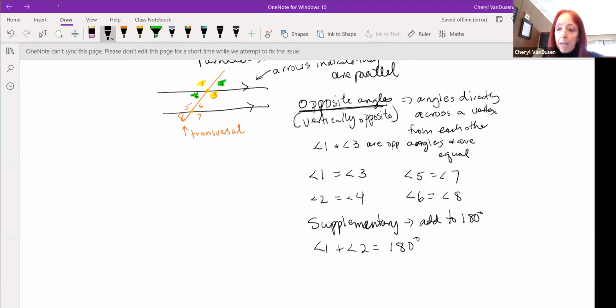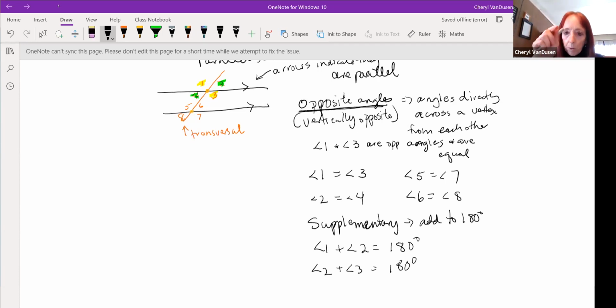Now we don't know what angle 1 is and what angle 2 is as a number, but we do know that when we add them, they would add up to 180. And you see there's a whole bunch of sets. Angle 2 plus angle 3 would equal 180.